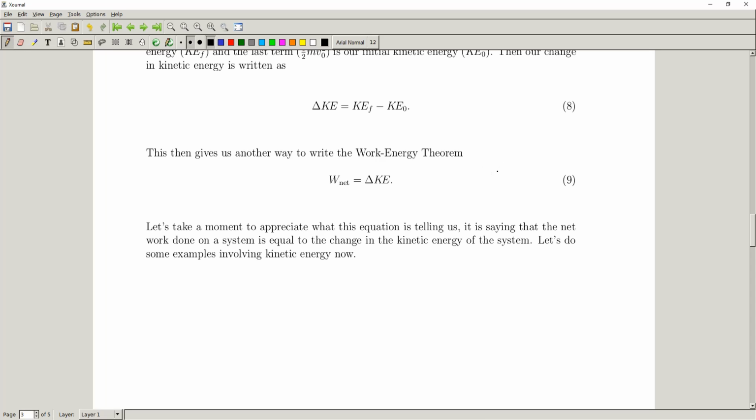So I'm going to clean that up a little bit. And so what is the work energy theorem really telling us? Well, the work energy theorem is telling us that the work that we do on the system, the net work done on the system, is equal to the change in the kinetic energy, the change in the energy of motion in the system. So this is something we really want to keep in mind.